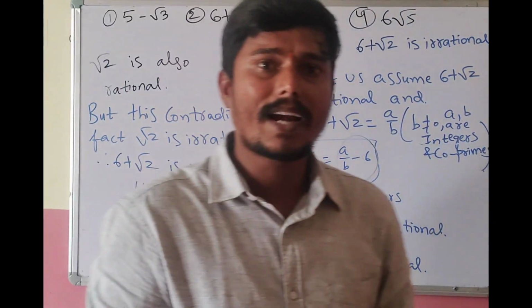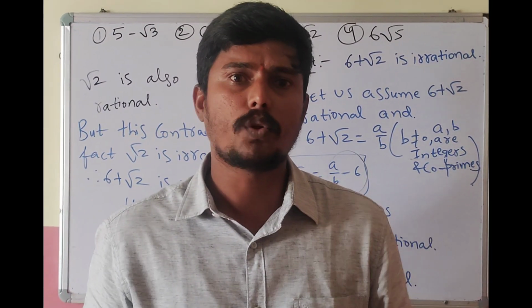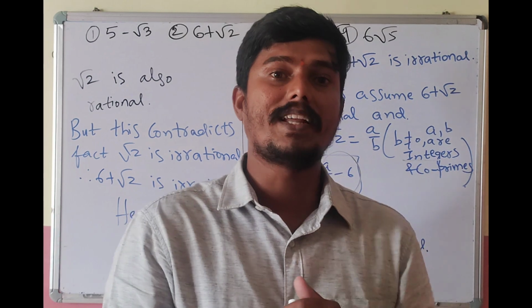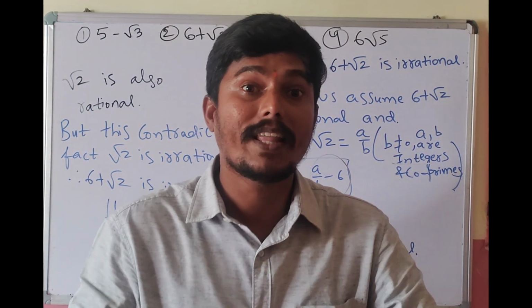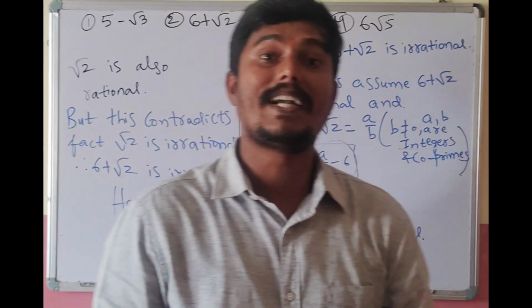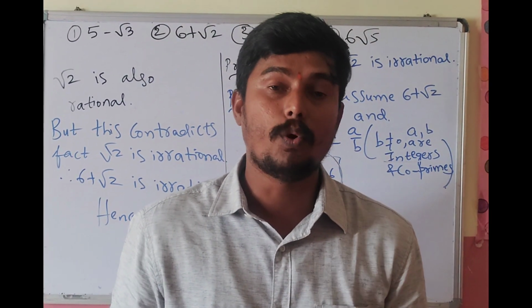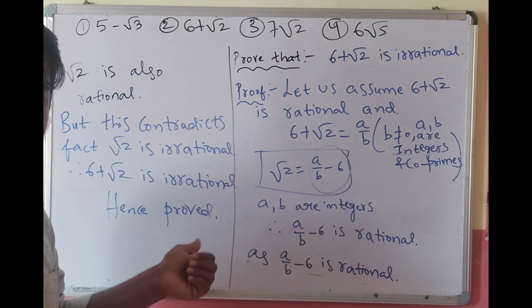But you know the fact, which we just proved in the previous video, that root 2 is irrational. So root 2 cannot be rational. So this contradicts the fact that root 2 is irrational. Why did this contradiction come? Because we assumed it is rational. So that assumption is wrong. Therefore, 6 plus root 2 is irrational, hence proved.